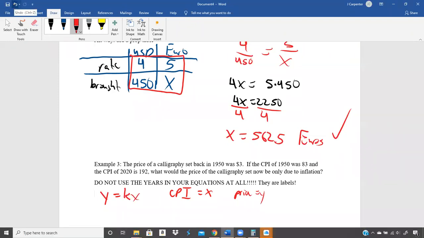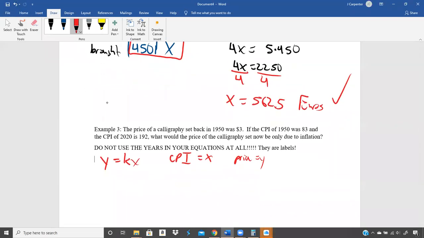Now, how do we know what numbers to pair together? Well, based on the year. 1950 was a $3 price and a CPI of 83. So let's put those together. So for the 1950, the Y was the price, that's 3 equals, K is K for now, and the X is the CPI of 83. Now we're going to have to divide both sides by 83. I'm going to skip the rewrite this time.